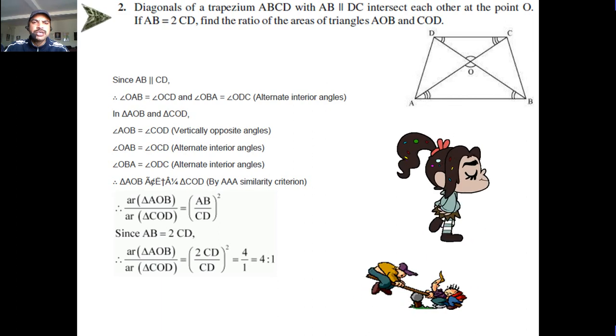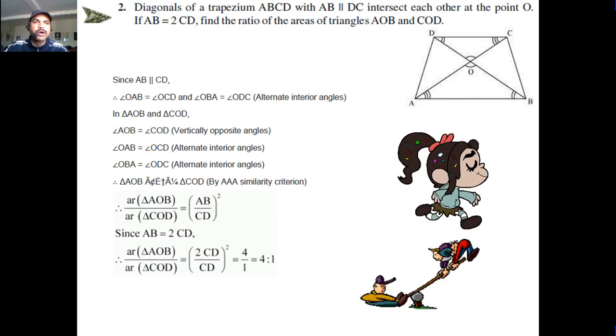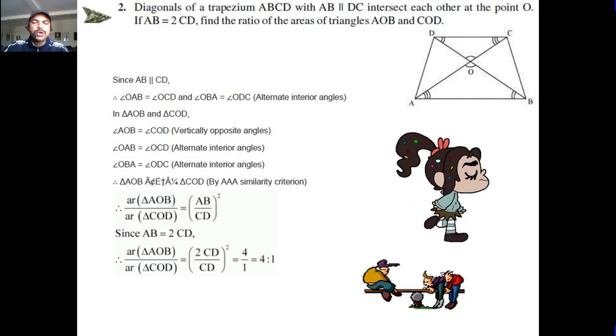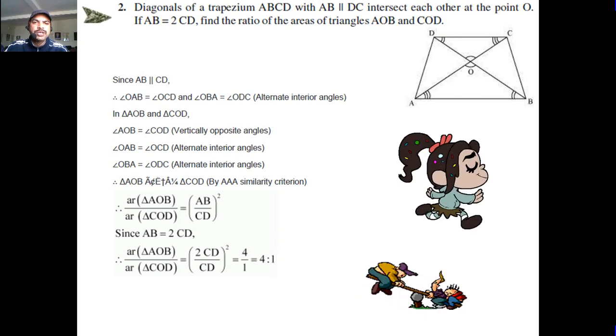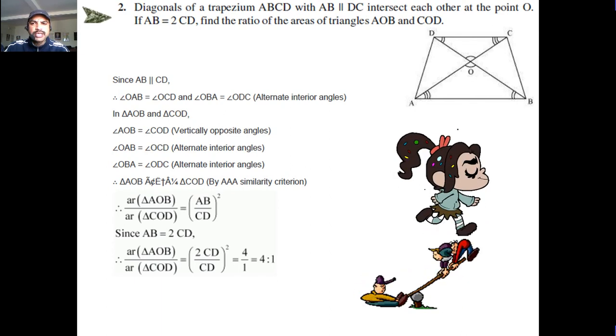Next one is question number 2. Diagonals of a trapezium ABCD with AB parallel to DC intersect each other at a point O. If AB is equal to 2CD, find the ratio of the area of triangle AOB to triangle COD.